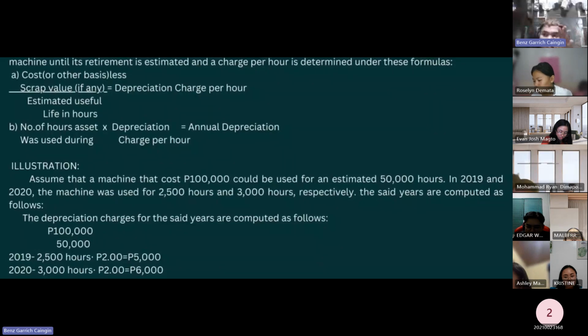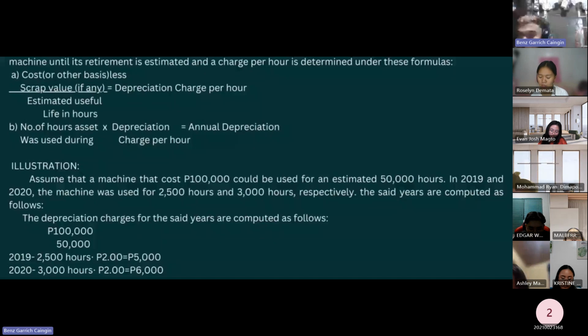So here we have an illustration. Assume that a machine which costs 100,000 pesos could be used for an estimated 50,000 hours. In 2019 and 2020, the machine was used for 2,500 hours and 3,000 hours respectively. So the depreciation charges for the said years are computed as follows. So here we're just going to distribute the cost, which is 100,000 pesos, divided by its estimated useful life in hours, which resulted in 2 pesos.